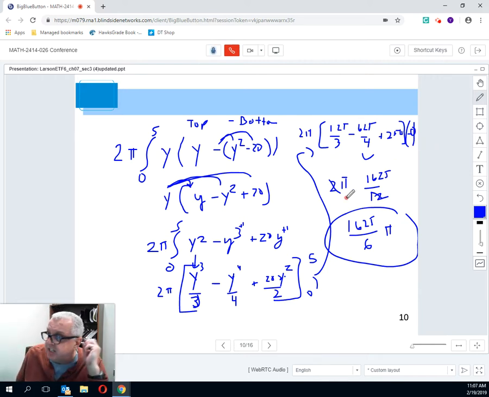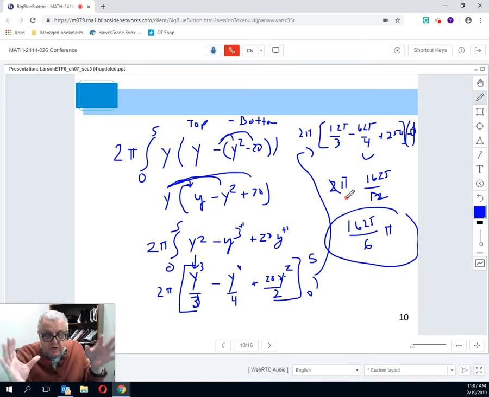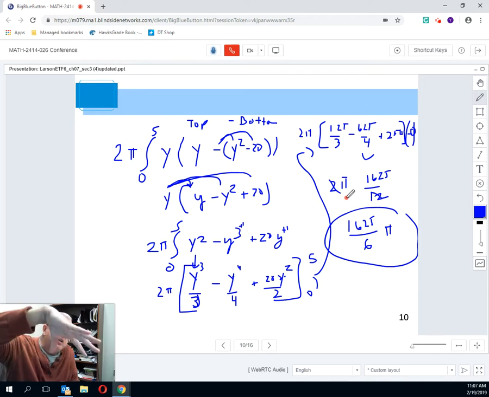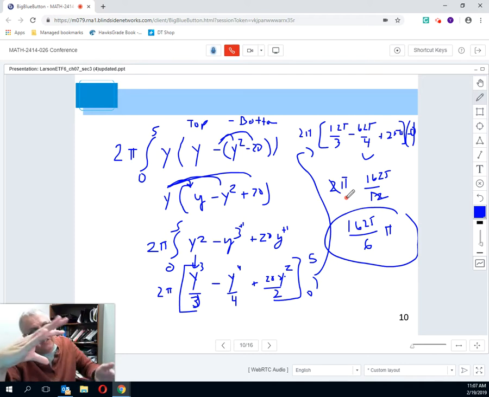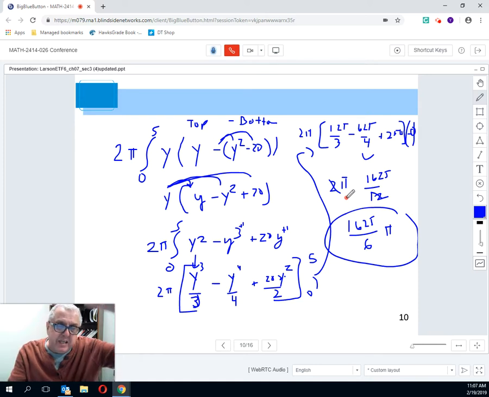The shell method is a little tricky, especially when you're rotating around the x-axis, because you're dealing with the y variable. You almost have to take that graph and shift it counterclockwise a quarter of a turn, and then you'll look at the top and the bottom of it.